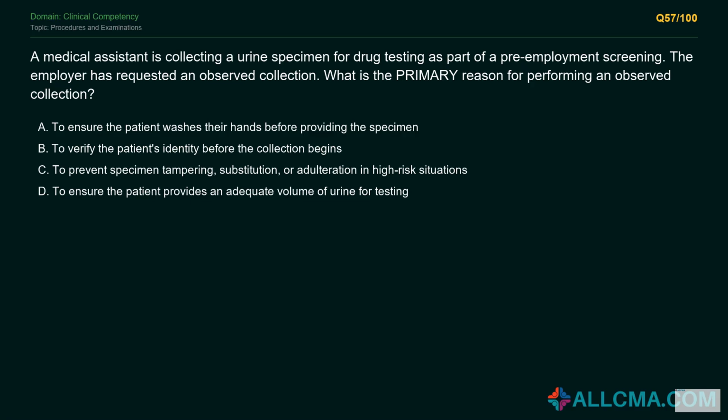Question 57. A medical assistant is collecting a urine specimen for drug testing as part of a pre-employment screening. The employer has requested an observed collection. What is the primary reason for performing an observed collection? Option A. To ensure the patient washes their hands before providing the specimen. Option B. To verify the patient's identity before the collection begins. Option C. To prevent specimen tampering, substitution, or adulteration in high-risk situations. Option D. To ensure the patient provides an adequate volume of urine for testing.